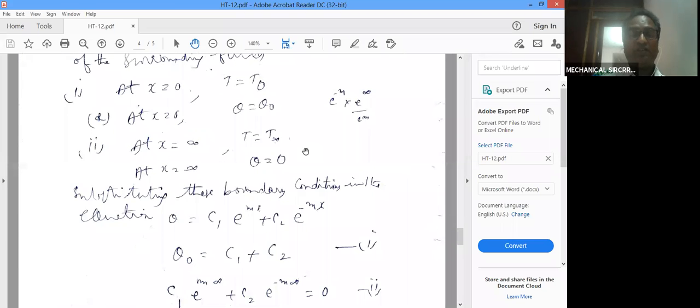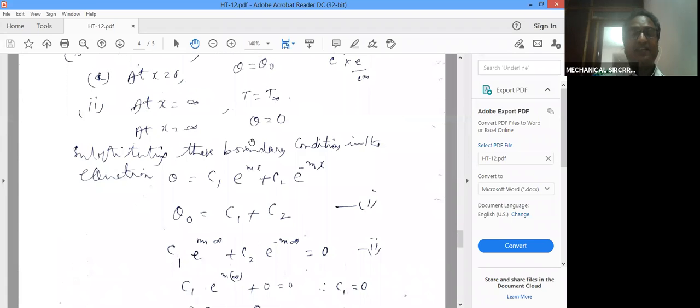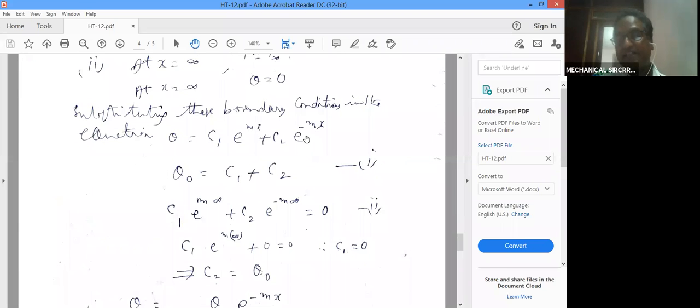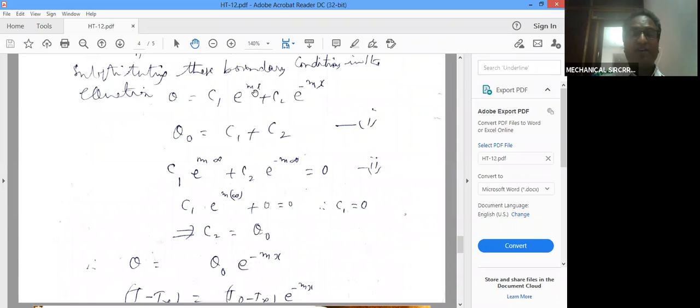Substituting the boundary conditions in the equation theta is equal to C1 e power mx plus C2 into e power minus mx, at x is equal to 0, theta is equal to theta naught. e power 0 and e power minus 0 are both 1. That's why at x is equal to 0, theta naught is equal to C1 plus C2, the first equation.